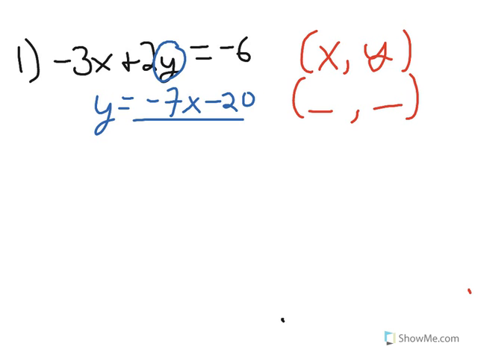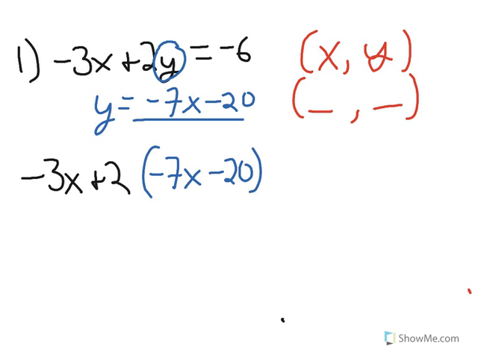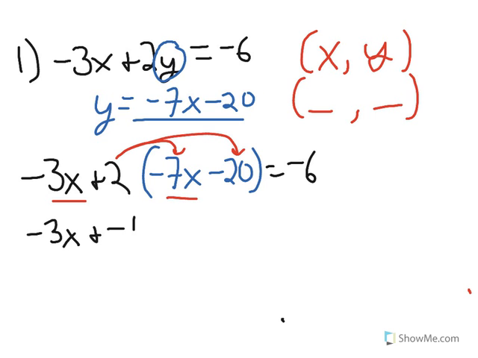So all of a sudden my equation is going to look like this. Negative 3x plus 2 times y, so I'm going to plug in negative 7x minus 20, and it still equals negative 6. So now I'm going to solve, because if you notice, all I have here are x's. I'm going to multiply my 2 through, use distribution, so I have negative 3x plus negative 14x from 2 times negative 7, minus 40 equals negative 6.